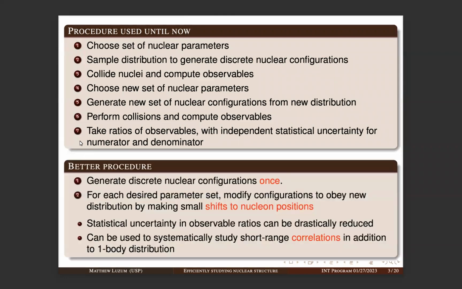So I think a better way of doing this is you do the first step the same. You generate some discrete nuclear configurations, but then you just do it once. That corresponds to some set of statistics, some nucleus. If you want to study some other nucleus, or what happens if you modify a parameter, you can generate a new set of nuclear configurations that satisfy the statistics that you want. But instead of starting from scratch and doing it independently, you can obtain it by taking the set that you already have and modifying it just by changing the positions of the nucleons a little bit.